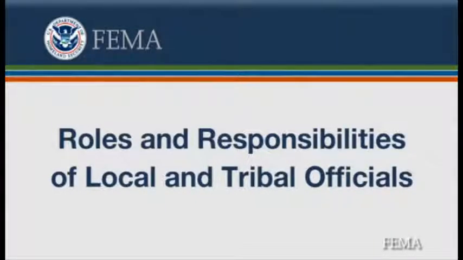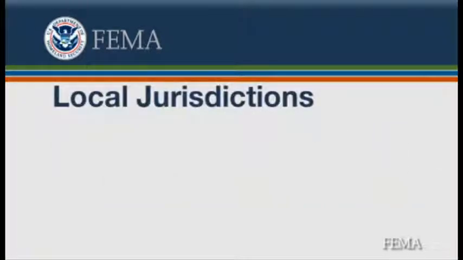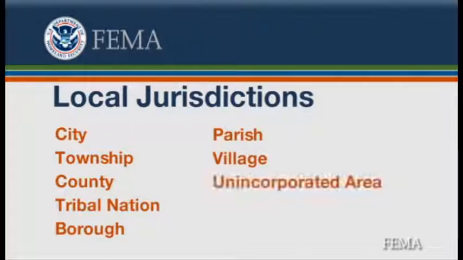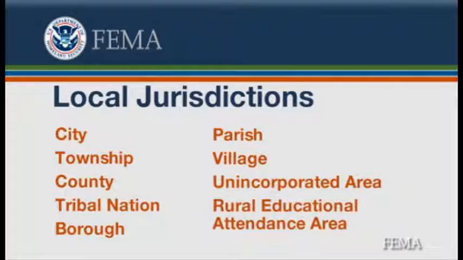All disasters and emergencies begin and end at the local level. Local jurisdictions can be a city, township, county, or tribal nation, as well as borough, parish, village, unincorporated area, or rural educational attendance area. They play an important role in initiating and facilitating the IA preliminary damage assessment.